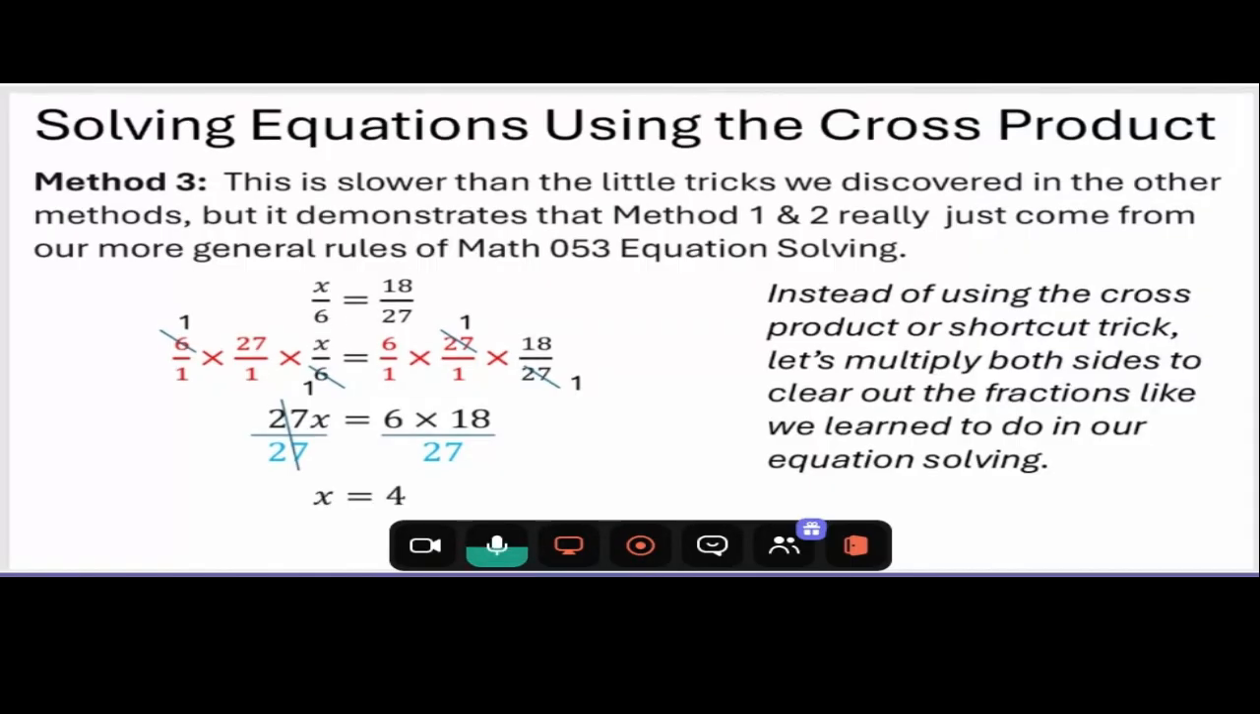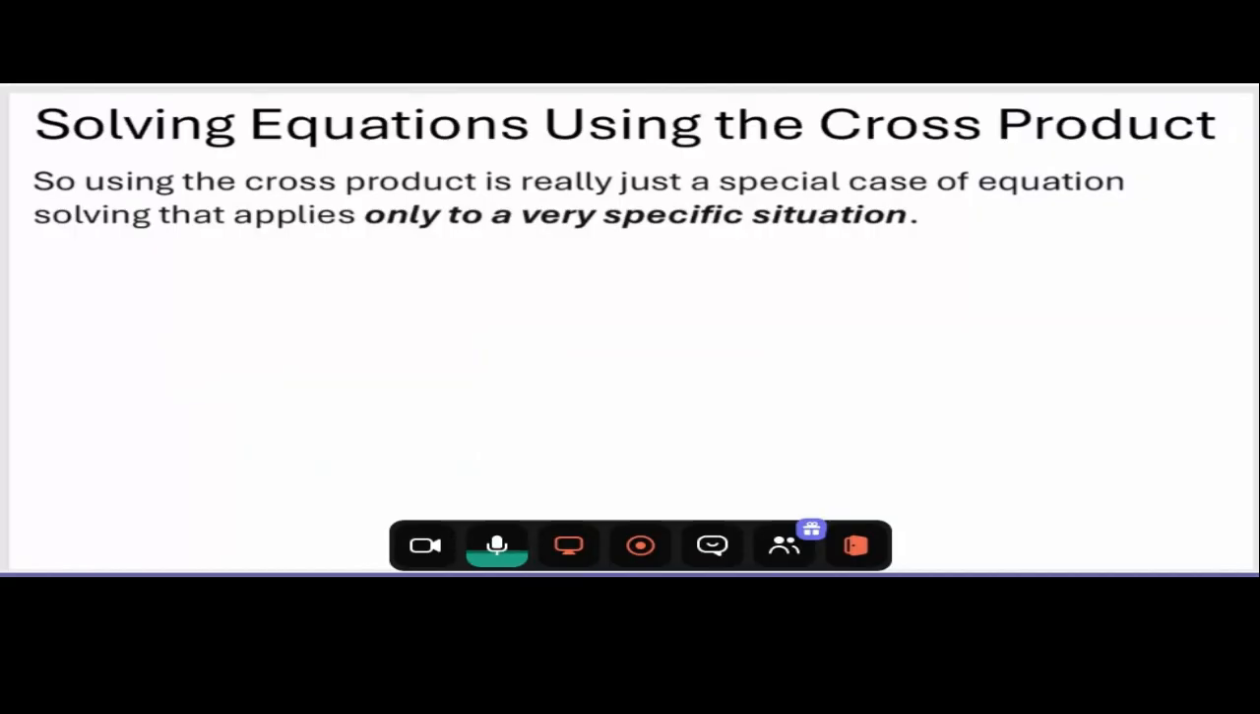So again, this is not how I would recommend doing these equations when you run into them. I just want to show you with method 3 that it really is just equation solving. That's all this little shortcut is. It's a little bypass for equation solving. And we are going to remind you yet again, this only applies in a very specific situation.